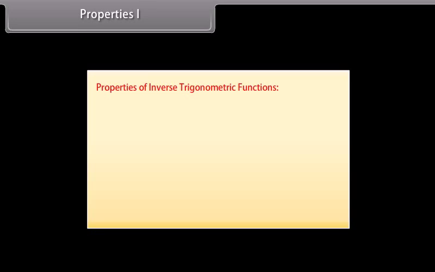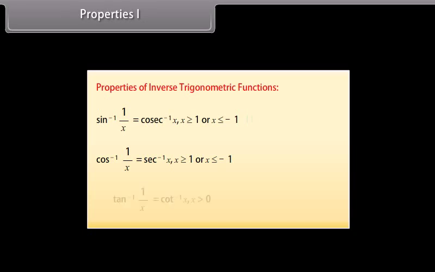Properties 1. Let's now learn about properties of inverse trigonometric functions. Sine inverse 1 by x is equal to cosec inverse x, x is greater than or equal to 1 or x is less than or equal to -1. Cos inverse 1 by x is equal to sec inverse x, x is greater than or equal to 1 or x is less than or equal to -1. Tan inverse 1 by x is equal to cot inverse x, x is greater than 0.